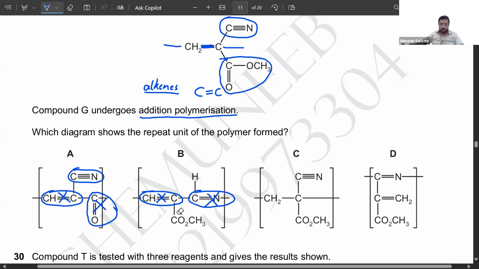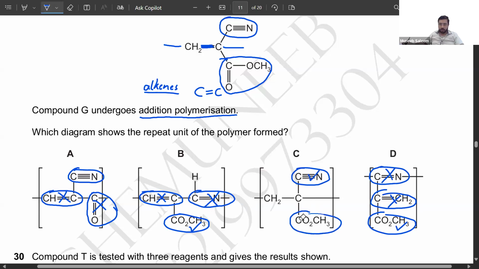But the C double bond O is a correct portion that is not involved in polymerization. In option D, the C double bond is there. That is incorrect. The C-to-C bond is there. That is also incorrect. This portion is correct in the sense that it is not involved in polymerization. And in option C, the C triple bond is there as a side group, and this ester part is there as a side group, and the carbon-to-carbon bond is present as single. That is also correct. So that's why the correct option becomes option C.